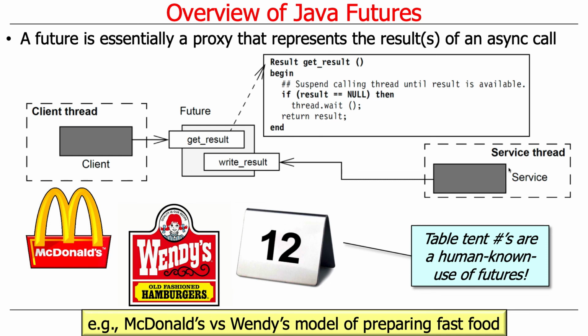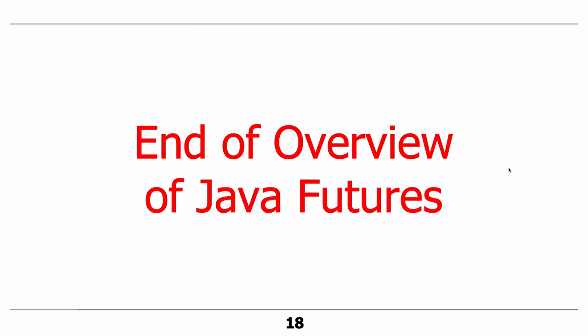Whereas the Wendy's approach uses futures and those table tent numbers or some other means to associate some asynchronous operation, cooking your food, with picking it up when it's finished. So that's a good way to get your head around these different models of computation, and that really is a good example of futures. Okay, so that's the end of the quick overview of Java futures. We'll talk a lot more about how to use it and the pros and cons of this model in just a second.